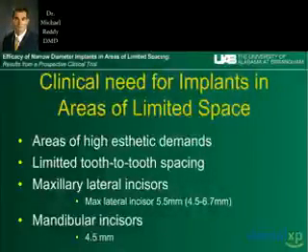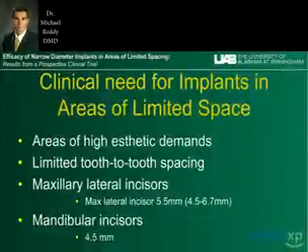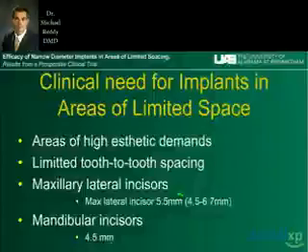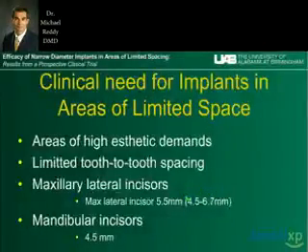So in these areas of high aesthetic demand, in these areas of limited space, we have a limited tooth-to-tooth space. And if you think about a maxillary lateral incisor, the average width of that may be 5.5 millimeters, but with a range of 4.5 to 6.7. And post-orthodontics, this space tends to close down, so they tend to be a little bit more narrow. And so with a space that's 4.5 millimeters, a traditional implant that is even a small implant at 3.25 millimeters may limit the amount of space for emergence of a crown and ideal aesthetics.